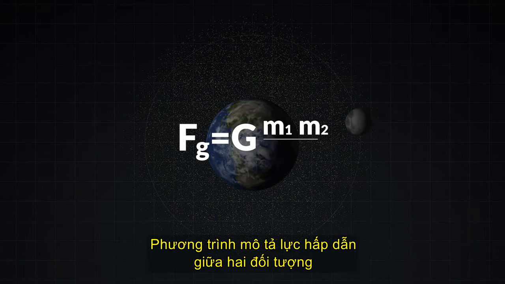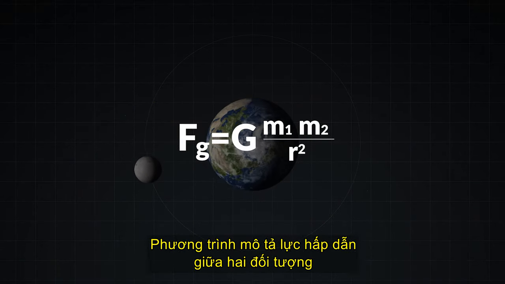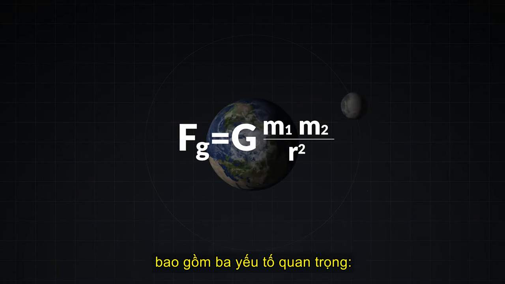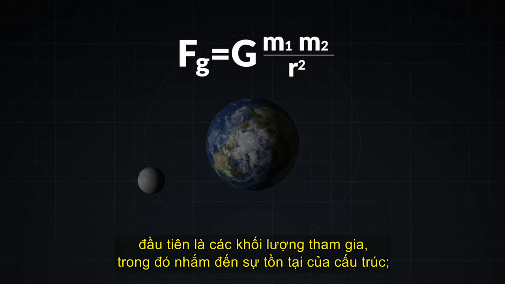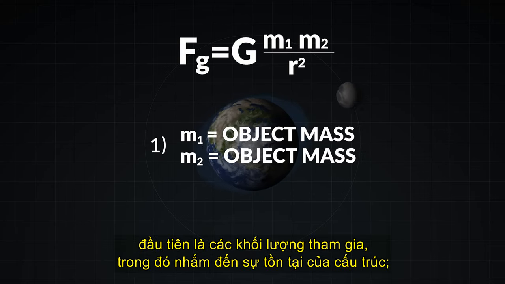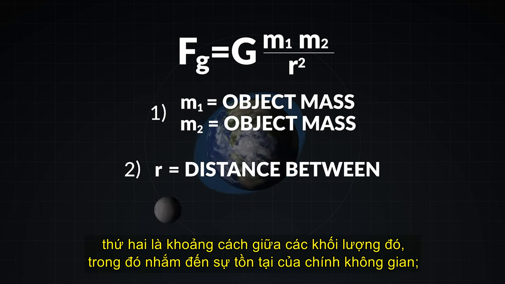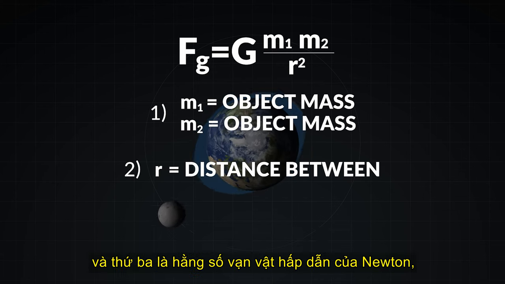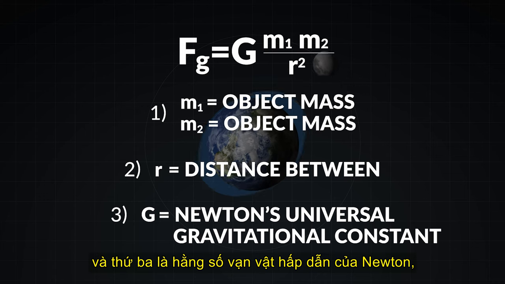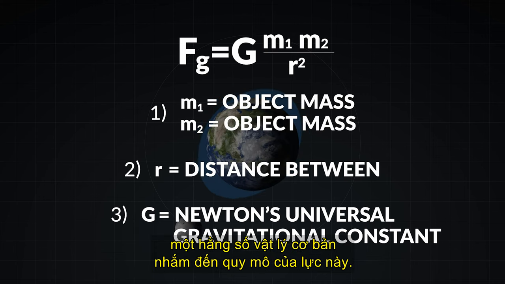The equation describing gravitational force between two objects includes three important factors. First, the masses that are involved, which addresses the existence of structure. Second, the distance between those masses, which addresses the existence of space itself. And third, Newton's universal gravitational constant, a fundamental physical constant that addresses the scale of this force.